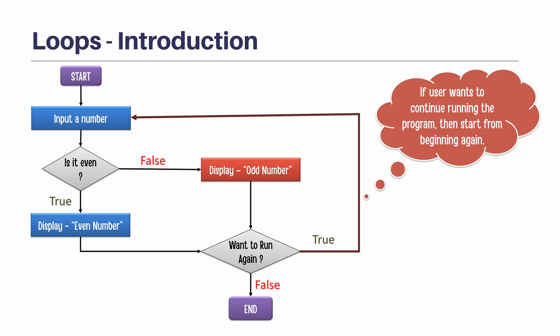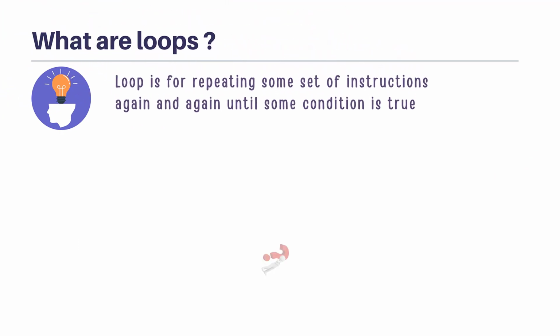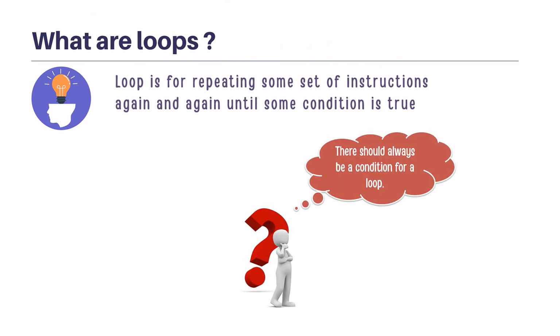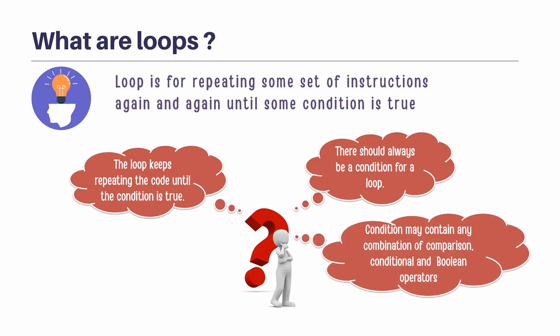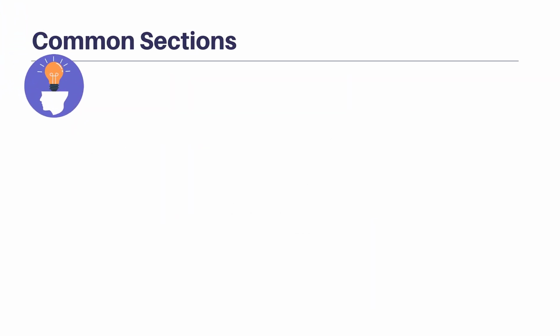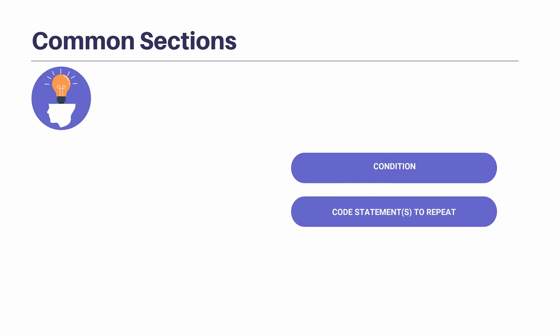A loop repeats a set of instructions. Those instructions are repeated until some condition is true. The condition should always evaluate to a Boolean value. This condition can be a simple condition involving one single comparison operator, or it can involve any combination of comparison operators, conditional operators, and Boolean operators. By now, we have understood that a loop contains two basic parts: the code that needs to be repeated and the condition which will decide whether the code should be repeated further or not.